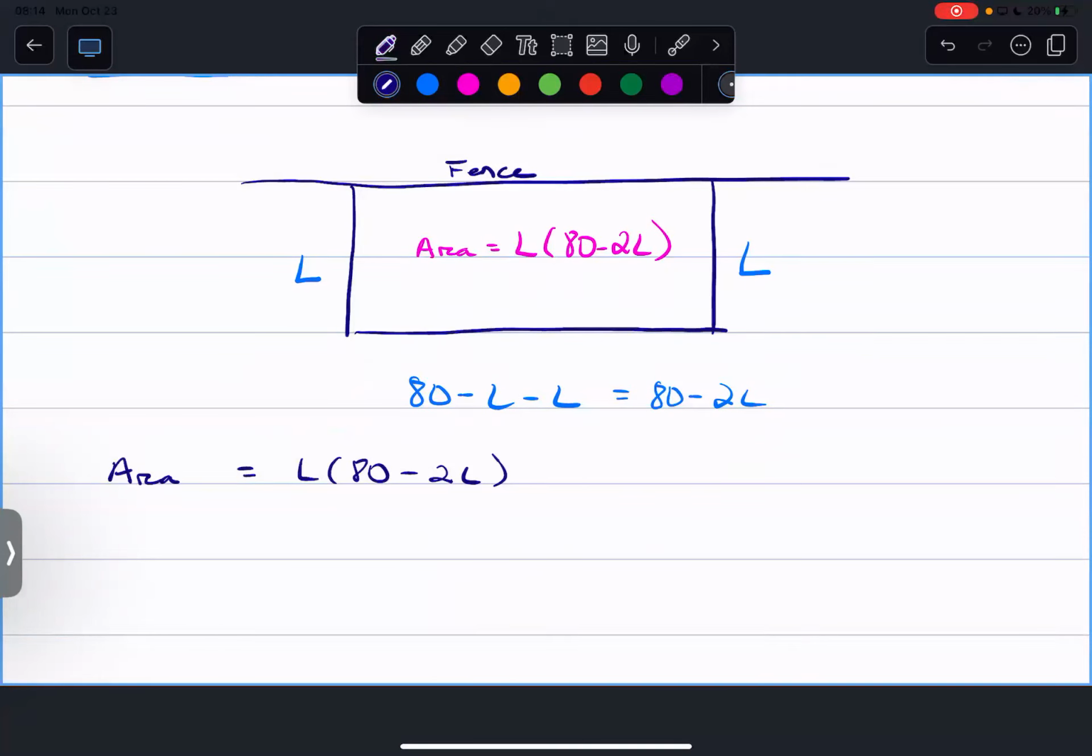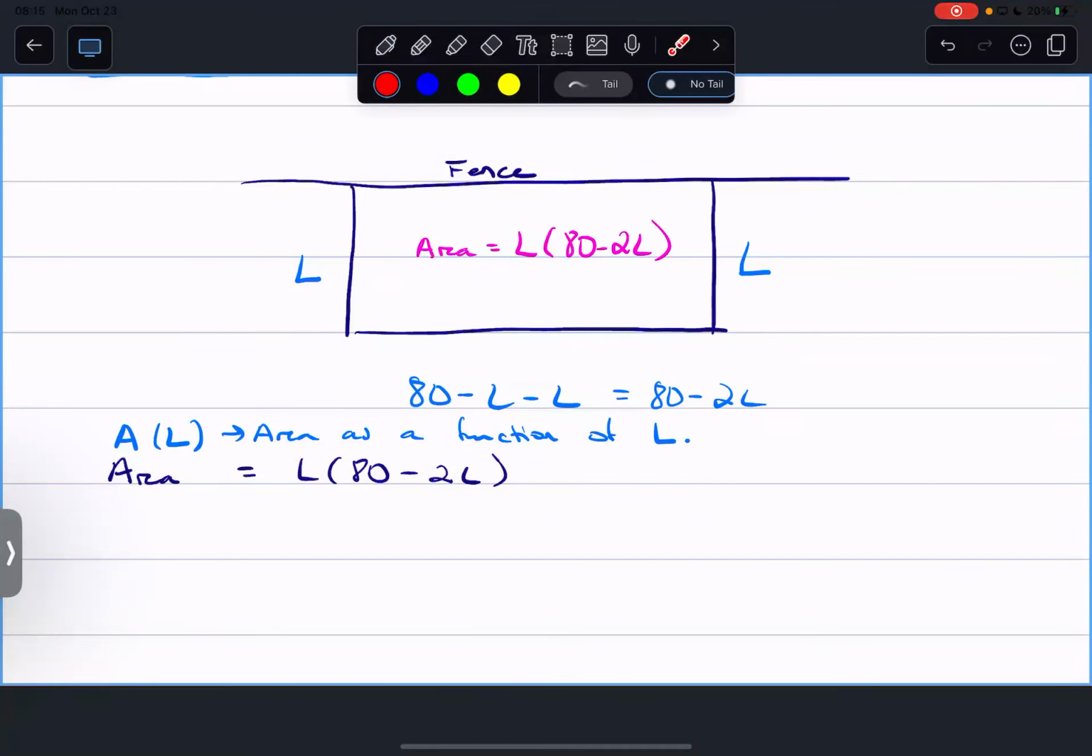When I have L as the variable inside my formula, usually what we do is we say, this is a function, this is the area as a function of the length L. Area as a function of L. Right? Because L is the variable that's inside. So I can change L and I can find the area. Okay.